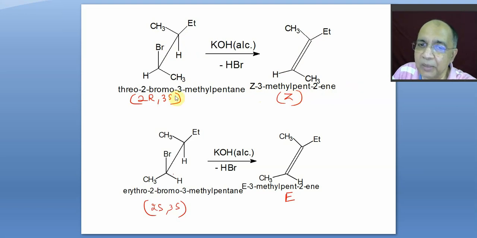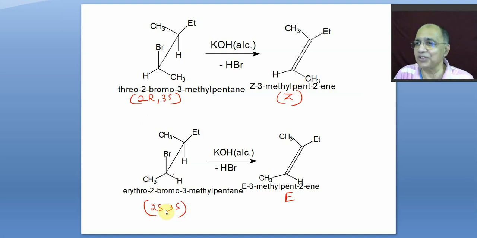Z-3-methylpent-2-ene. But if you take its other diastereoisomer, this is 2R3S, this is 2S3S. The 3S is common, same, but the configuration at carbon number 2 is opposite. So these are diastereoisomers. So if this belongs to the threo community, either threo, say RR or SS, and this is erythro, RS or SR, whatever. This is RS, I'm sorry, this is RS. You could have also taken SR. The result would have been same.